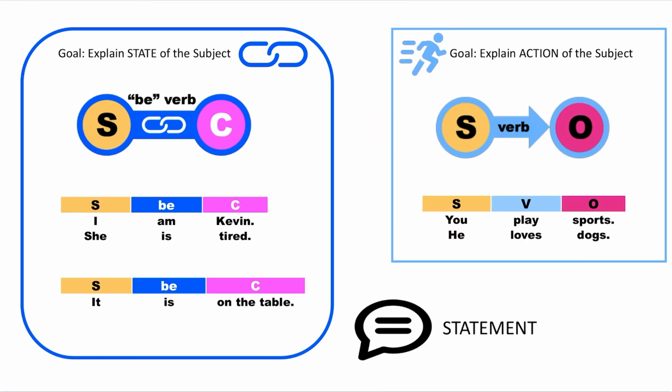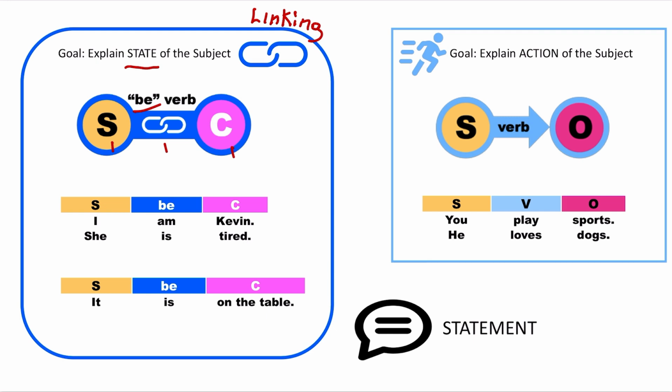So first off, there are two things you can do with a sentence in English. You can explain the state of the subject using what we call a linking verb. The most famous linking verb is our be verb. These sentences have a subject, the be verb, and a complement. Complement is kind of like an object.